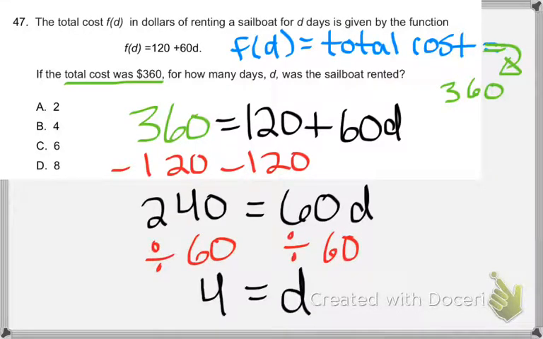Alright, so it comes out to D equals 4, and that stood for days, so 4 days. So that tells us it would take 4 days for the total cost to be $360.